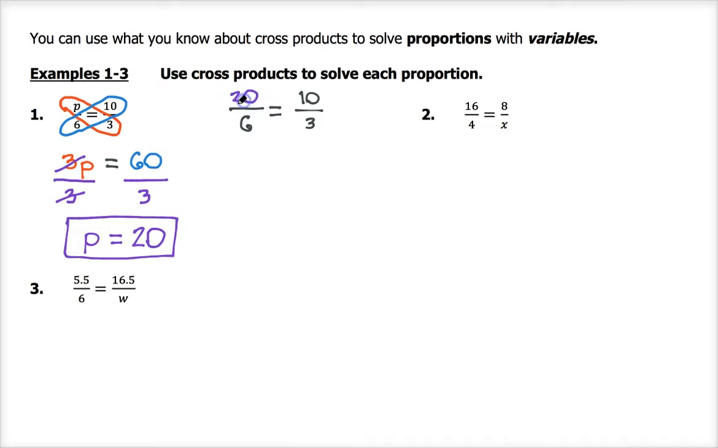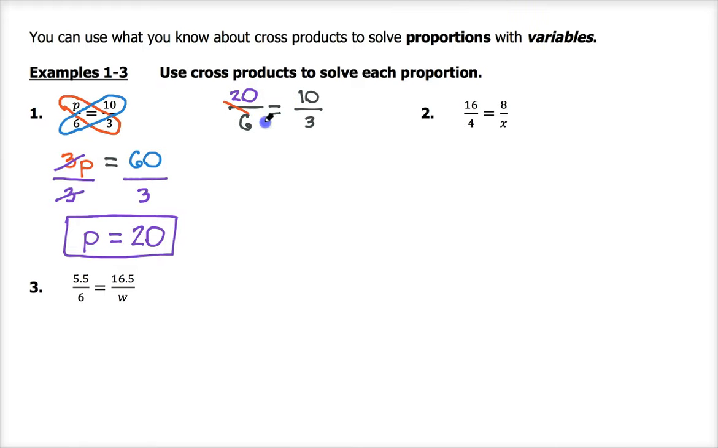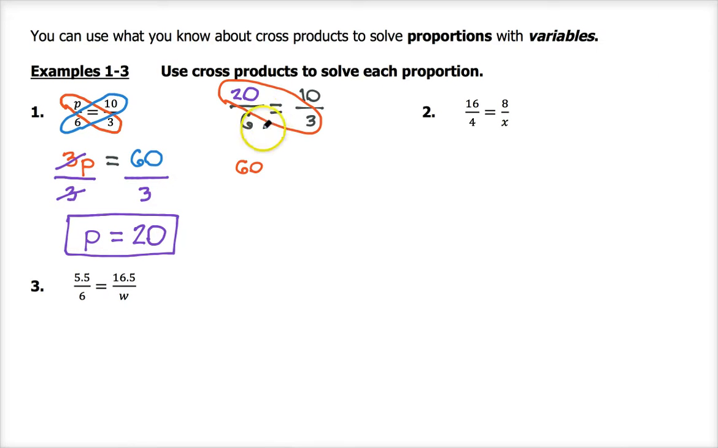And if I check these cross products, they should be equal to each other now. 20 times 3 is 60, and 6 times 10 is still 60. So this is a way to check our answer here, but p equals 20 is your answer.